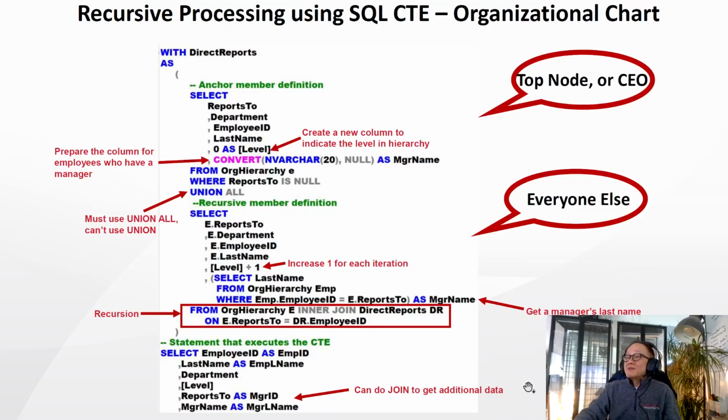Once the common table expression is defined and ready, we have the hierarchy or the organizational chart. We can use the common table expression just like any other table. We can join it to other tables or views to get additional data. We do it here.